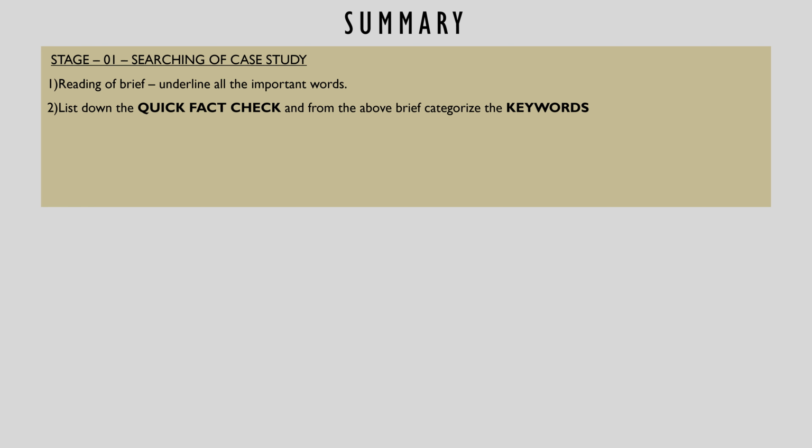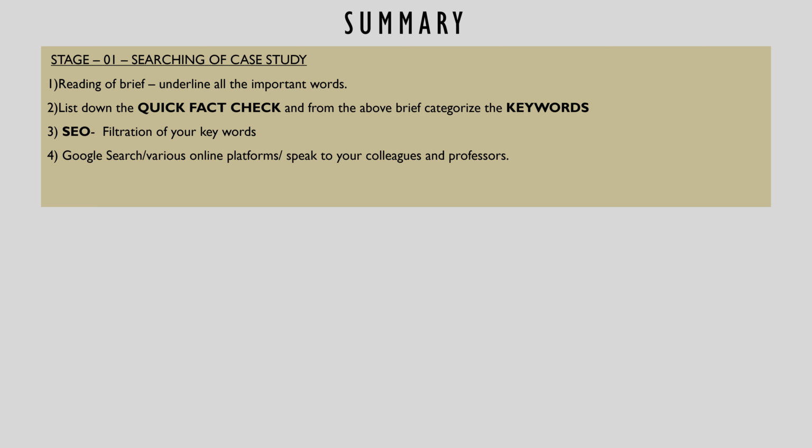List down the quick fact check and from the above brief categorize the keywords. Filter your keywords as per relevance factor and feasibility. This will optimize your search and give you more accurate results. Google search and search on various online platforms and speak to your colleagues and professors.